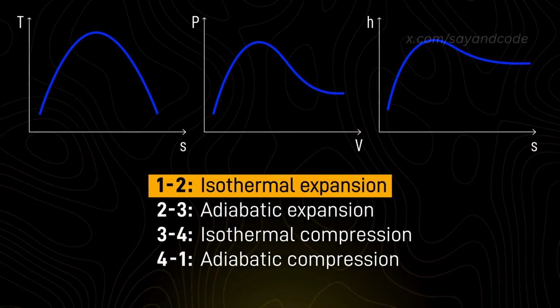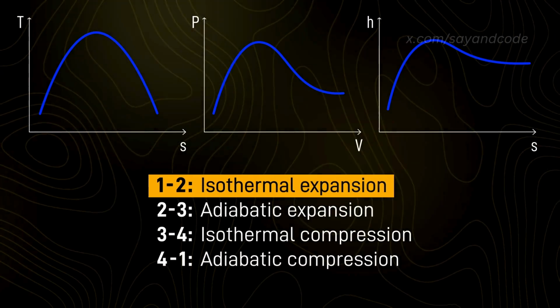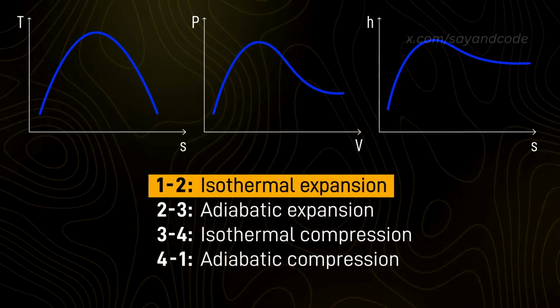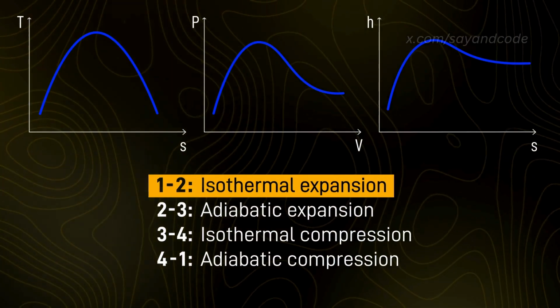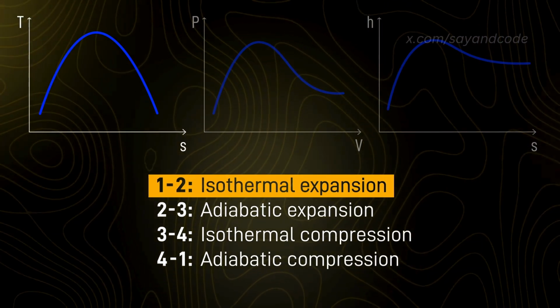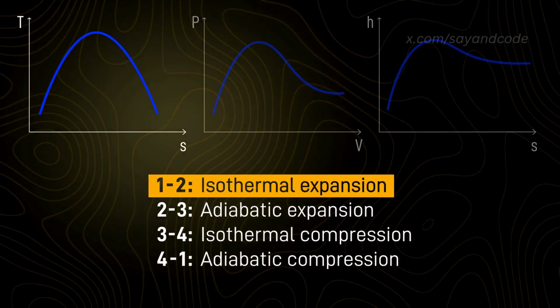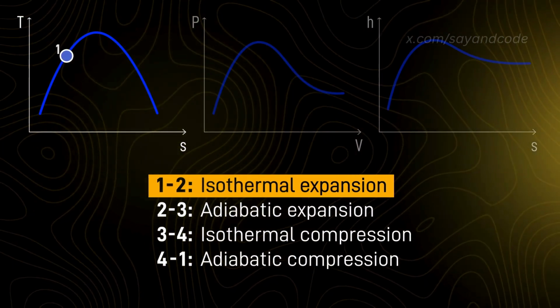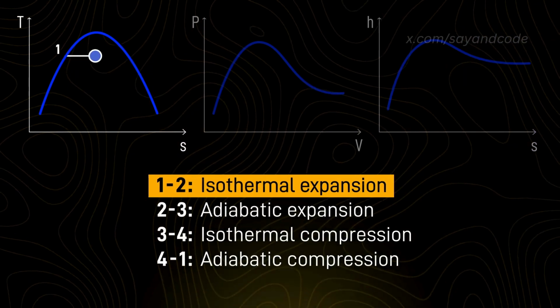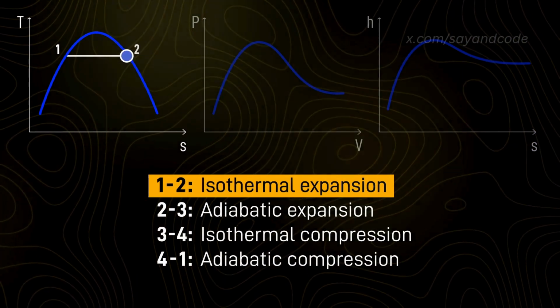Our first process, 1 to 2, is isothermal expansion. We already know that phase change is isothermal. So in the TS diagram, we draw this as a straight horizontal line for constant temperature, starting from the saturated liquid line on the left to the saturated vapor line on the right.